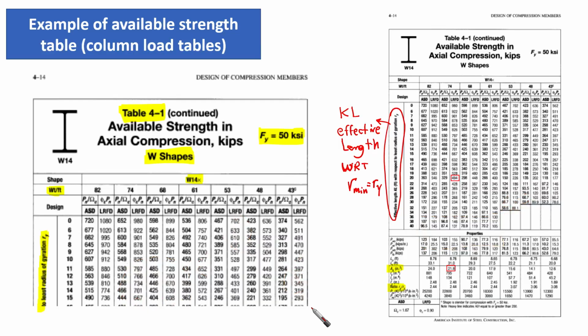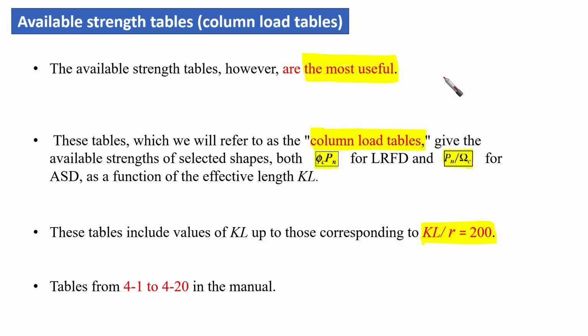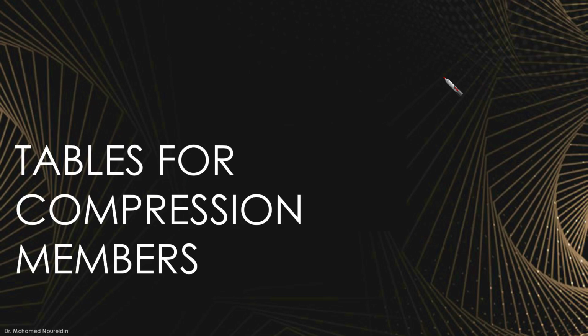As I said, it is given to you under the title of the table. It is going to give you the type of the shape. Here it is wide flanges. Now to conclude, we have two main tables for compression members. Broadly, we can say Table 4-22, where we need to go through it by KL over R. The other one is from 4-1, if we're talking about the wide flange, for example, till let's assume 4-20.